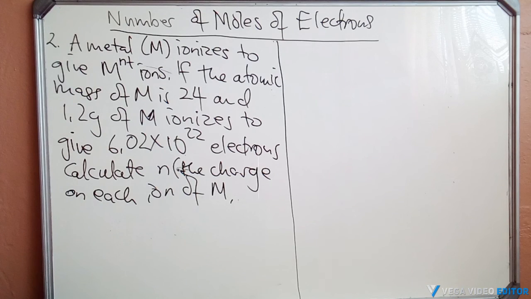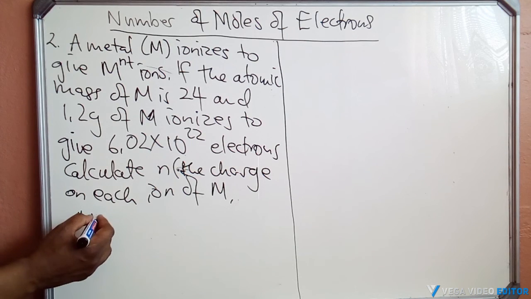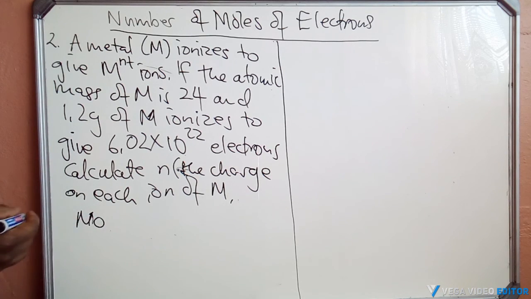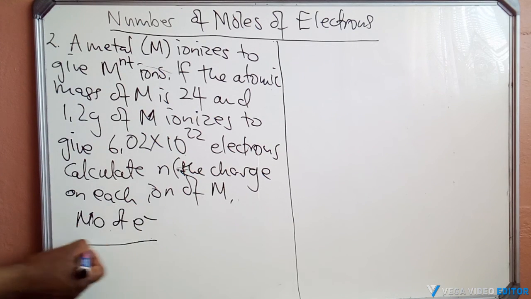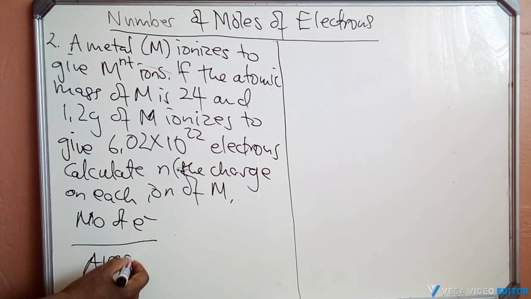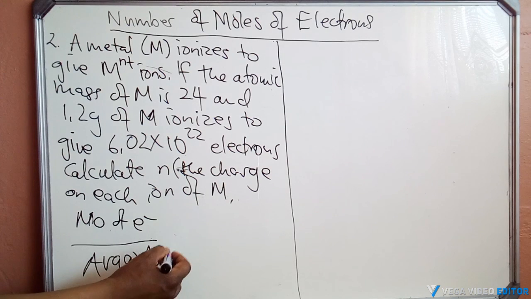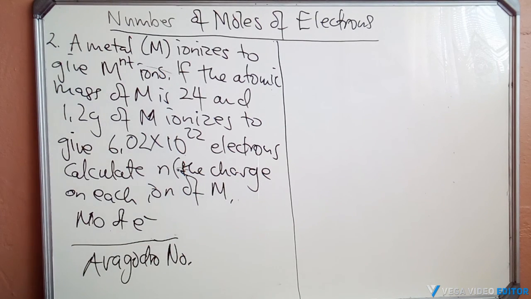Now, the first step that we should take here is first and foremost to find the number of moles of electrons given. That is the number of electrons, I'll put e with a negative for electrons, divided by Avogadro's number. So look at what has been given.